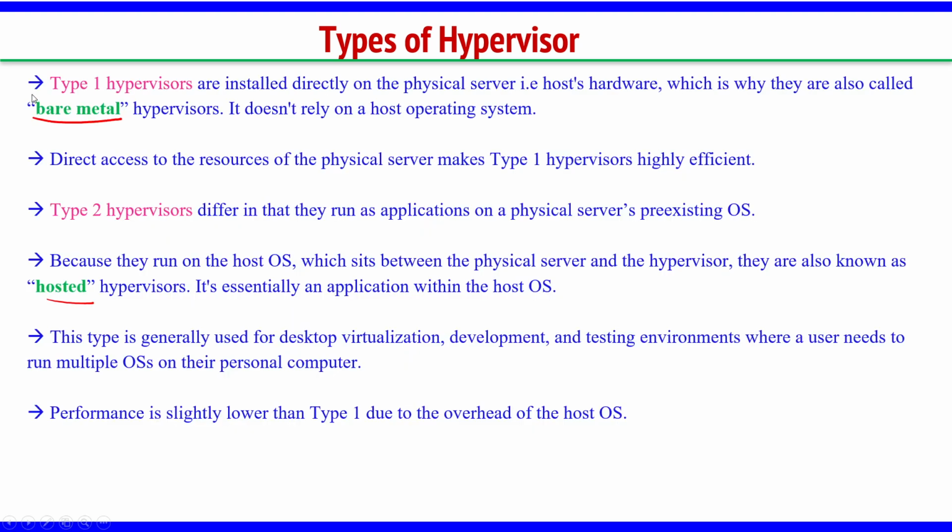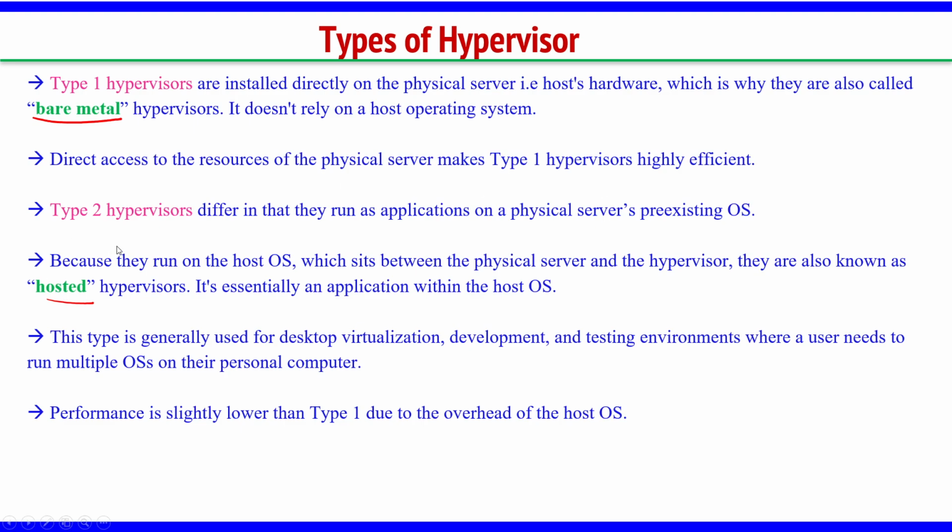So let's understand. Type 1 hypervisors are installed directly on the physical server, that is the host's hardware, which is why they are called bare metal hypervisors. They don't rely on the host operating system, right? Direct access to the resources of the physical servers makes type 1 highly efficient. You are directly accessing the resources, not through the OS.